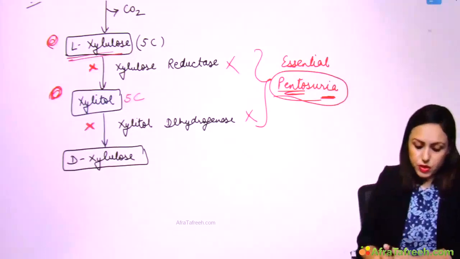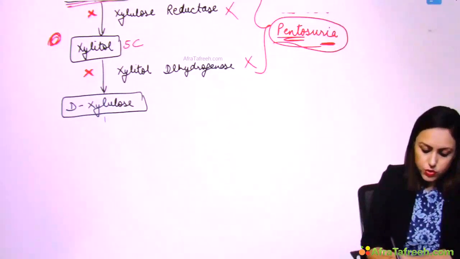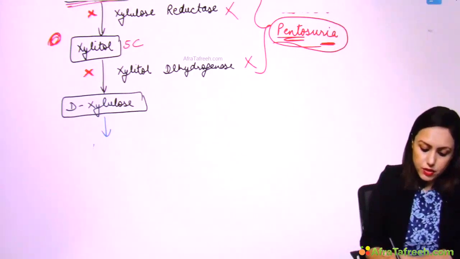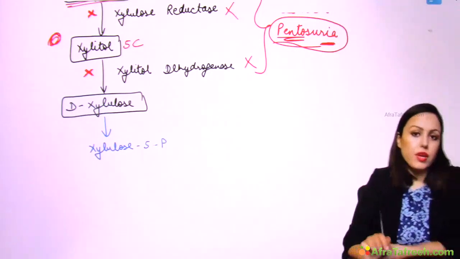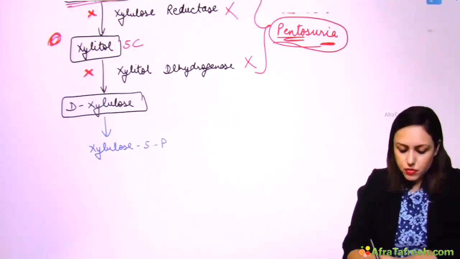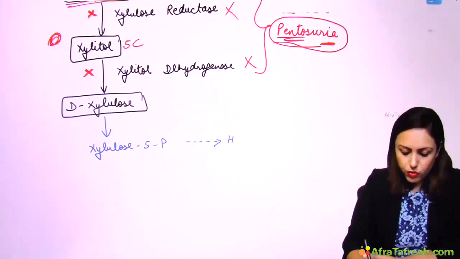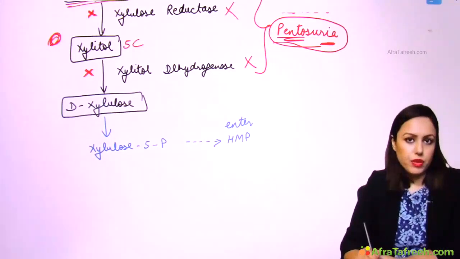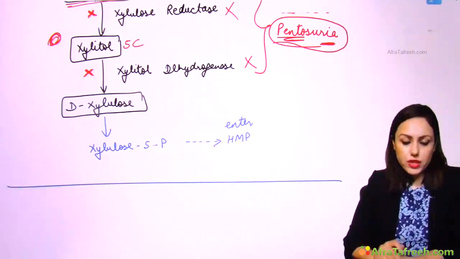Now let's continue with the pathway. This D-xylulose which is formed gets converted to xylulose 5-phosphate, and this is one of the intermediates of HMP pathway, so it will enter the HMP pathway, right? So the pathway is done.